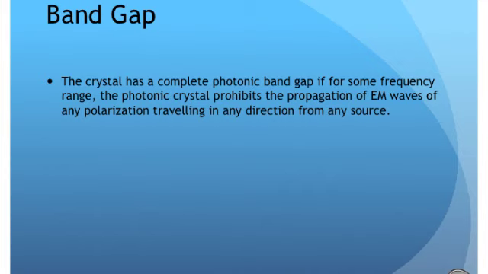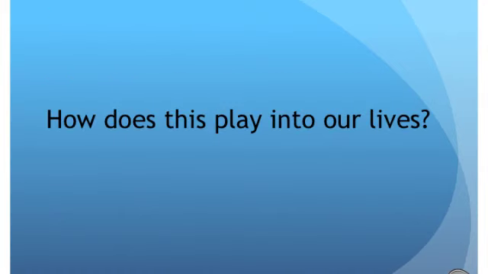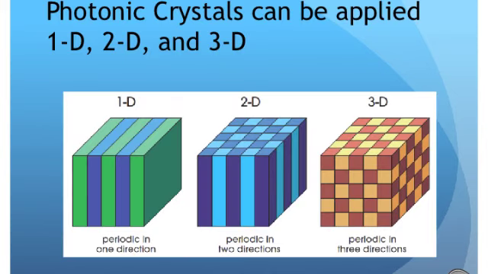A crystal has a complete photonic band gap if, for some frequency range, the photonic crystal prohibits the propagation of electromagnetic waves of any polarization traveling in any direction from any source. How does this play into our lives?